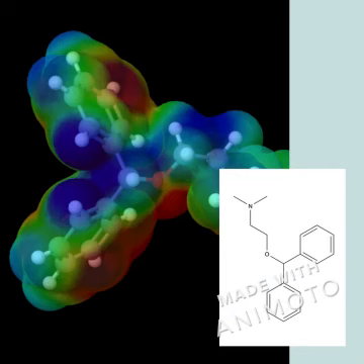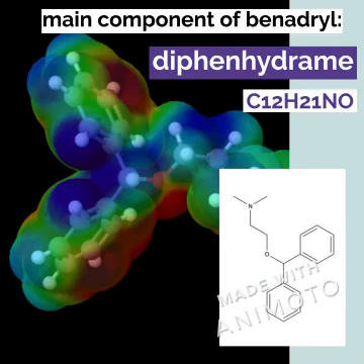So the main component of Benadryl is diphenhydramine, and it is a polar covalent molecule. It has 64 sigma bonds, 6 pi bonds, and 100 valence electrons.